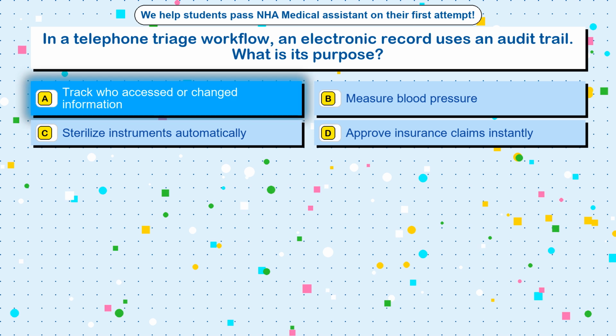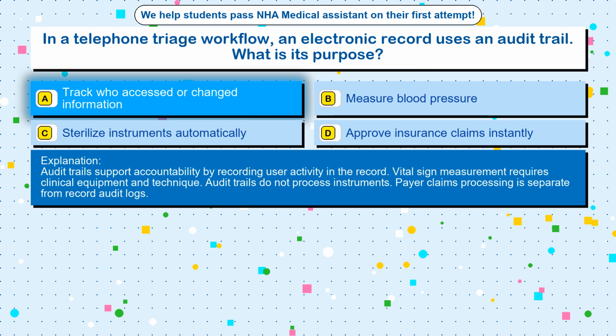The correct answer is option A, track who accessed or changed information. Audit trails support accountability by recording user activity in the record. Vital sign measurement requires clinical equipment and technique. Audit trails do not process instruments. Payer claims processing is separate from record audit logs.